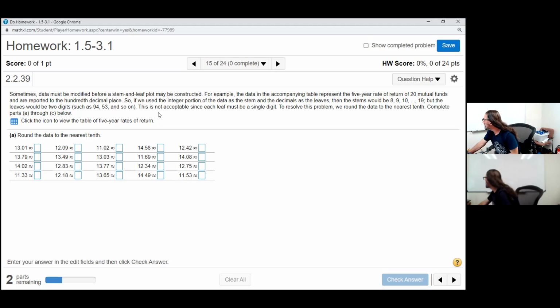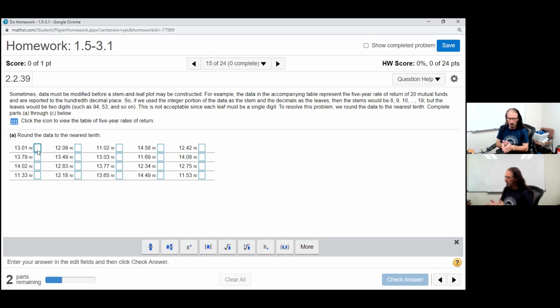So we're supposed to round these. Where are we supposed to round them to? Round to the nearest tenth. Okay? So the rule is if it's 5 and up, round up. If it's below 5, round down. So 13.01 is going to round down to 13.0. 12.09 is going to round up to 12.1. 11.02 down. 14.58 up.